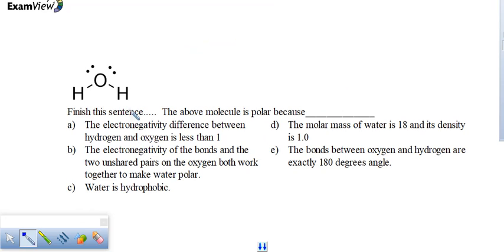So what makes water polar? Well, water has 2 unshared pairs on the central atom, making this side here electronegative, and this side here is electropositive. So it's the asymmetric shape, and also these bond angles here, these bonds here, have quite a bit of unequal sharing. 2.1, this is like 3.5. So each one of these is a polar bond. So the electronegativity of the bonds and the 2 unshared pairs work together to make water polar.